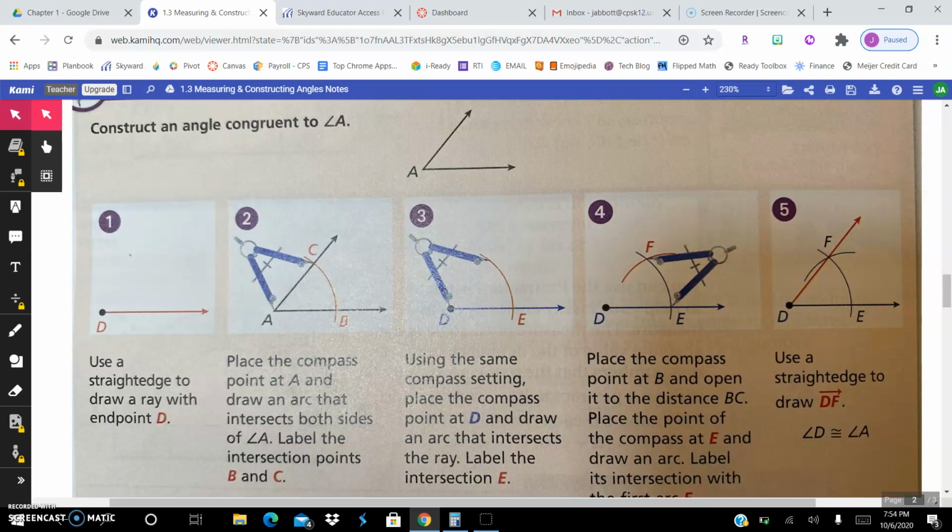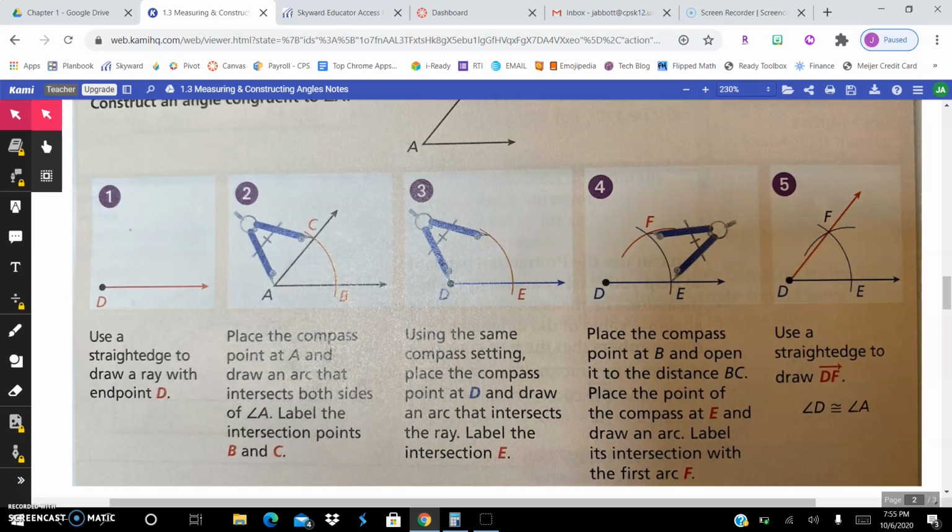Then you're going to place the compass at point B, back on step 2, and open it to the distance of B to C. So from how wide that angle is open, that's how wide you're going to open the compass. Place the point of the compass at E. So back to your new picture, you're going to put the point on E and draw an arc and label the intersection with the first arc F. And then you're going to use a straight edge to connect your point D to that new point F. And then angle D would be congruent to angle A.